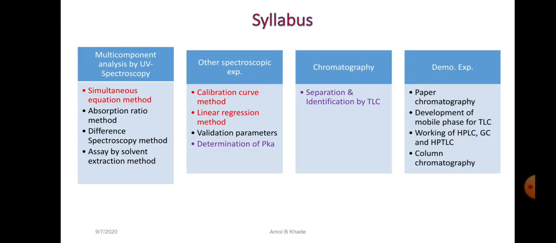When we see the syllabus, we can categorize it into 4 parts. The first part is the major part where we have a lot of experiments, and that is based on multi-component analysis by UV spectroscopy. In our theory we have seen what multi-component analysis using a UV spectrophotometer is, and we have discussed several methods of multi-component analysis. In this laboratory we will be applying those methods and verifying how they are useful for getting our results.